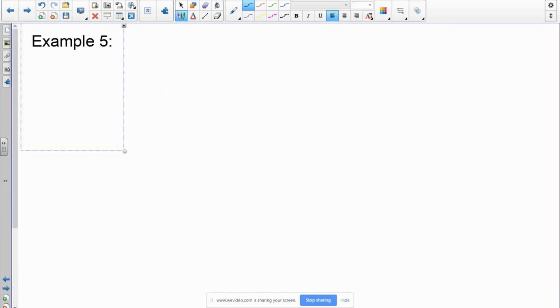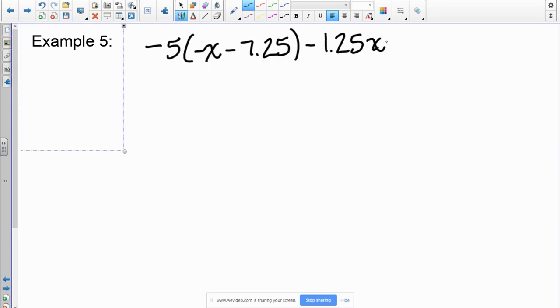Last example today, let's go with negative 5 times x minus 7.25 minus 1.25x equals 0. So goal again is to get x by itself. And this is going to take a little bit more work because notice there are 2 x's on the same side of the equation. I'll put my little yellow line down to keep it separated.